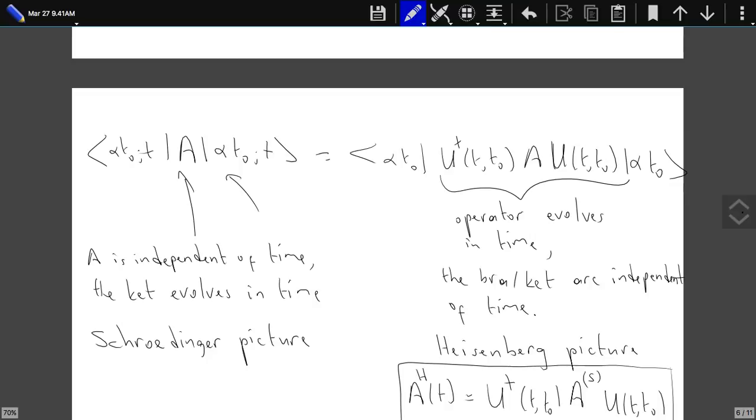For example, the operator can be the momentum operator multiplied by t squared. That operator has an explicit time dependence. But that operator also has an implicit time dependence if the momentum operator changes with time. Okay, so here I'm talking about implicit time dependence. So the operators are evolving in time.